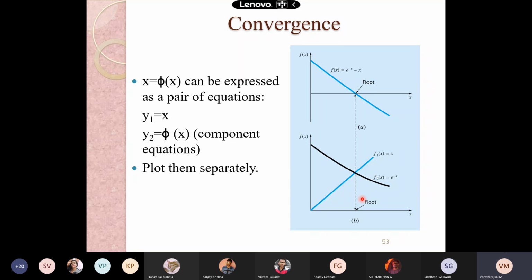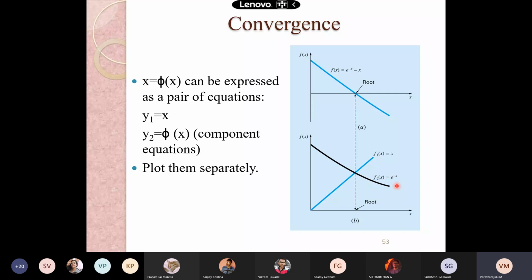And see, the convergence has to be when x is equal to pi of x, which can be expressed as a pair of equations, that is y1 is equal to x and y2 is equal to pi of x. That is the component equation which we are deriving from f of x. So plot them separately. See, when f of x is equal to e power minus x minus x, our f1 of x would be x, and f2 of x would be e power minus x.